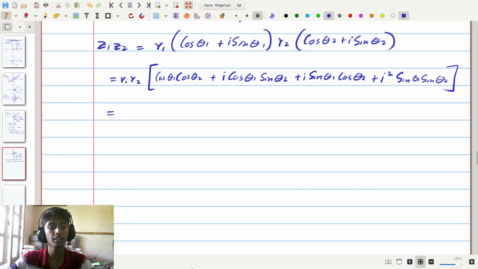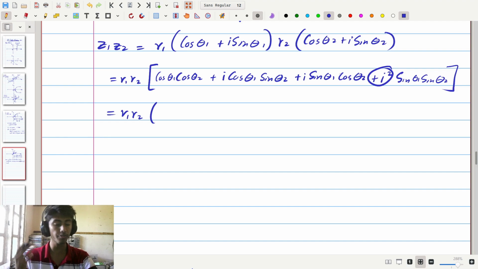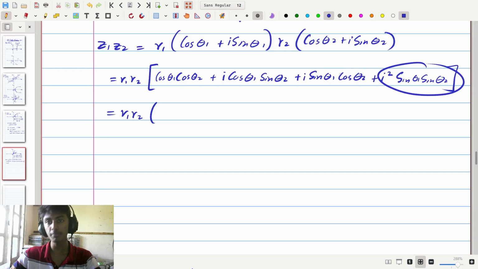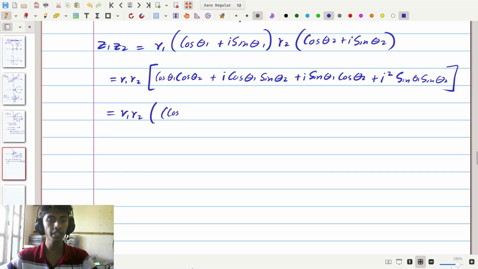You can see these R1 and R2 are going to remain as is. We're going to have R1 times R2 times, and then if we consider the rest of it, we have an i squared here, and i squared by definition is equal to negative 1. i is defined such that i squared is negative 1. So therefore we have a cosine theta 1 times cosine theta 2 term here, and a minus sine theta 1 sine theta 2 term here. What I'm going to do is group these two together and write them as cosine theta 1 cosine theta 2 minus sine theta 1 sine theta 2.